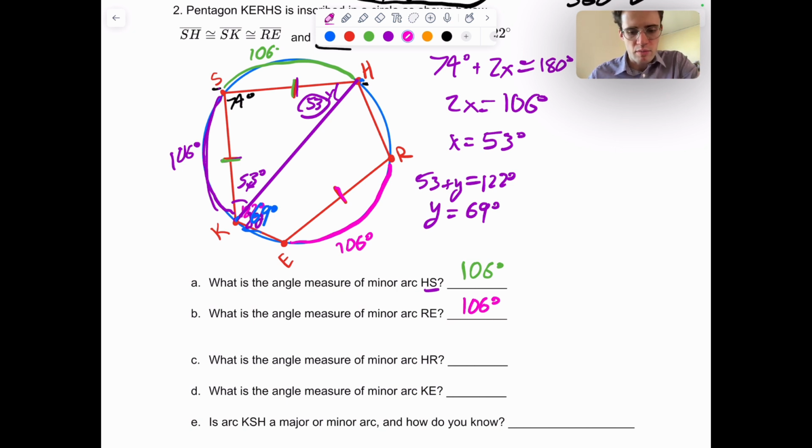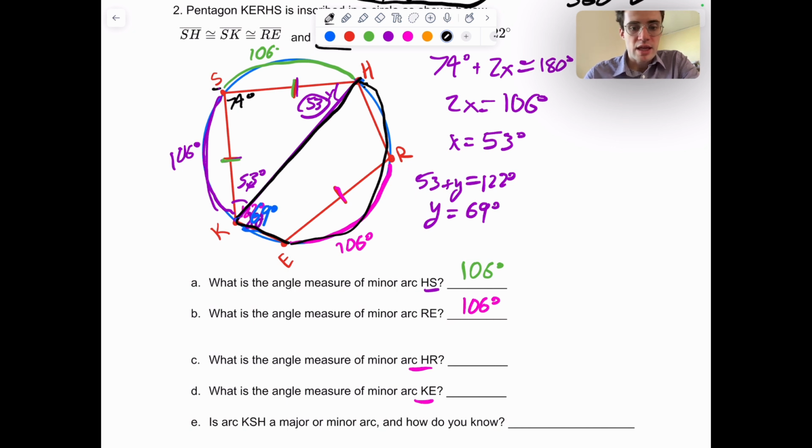What is the angle measure of minor arc HR and KE? So we need to find out these two. So we know that they're all going to add up to 360, but first we need to find one of these, and then we can use that 360 to find the missing one. We know that this angle here is 69 degrees, and it intersects not just one of these arcs, not just HR, but H all the way over to E. So HRE, that minor arc right there.